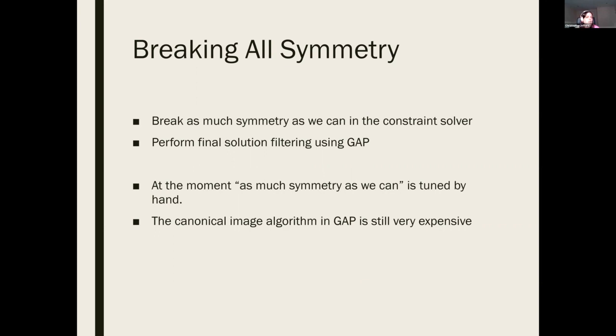At the moment, how much symmetry we should get the constraint solver to do is tuned by hand. We should probably have some kind of system that figures out how long GAP is taking, how long the solver is taking, and winds the symmetry breaking up and down. And the canonical image algorithm is still very expensive. It can take a minute or two. If you don't have enough objects and you really, really want to know how many there are, you don't care that it takes a minute or two, but it can be very expensive.